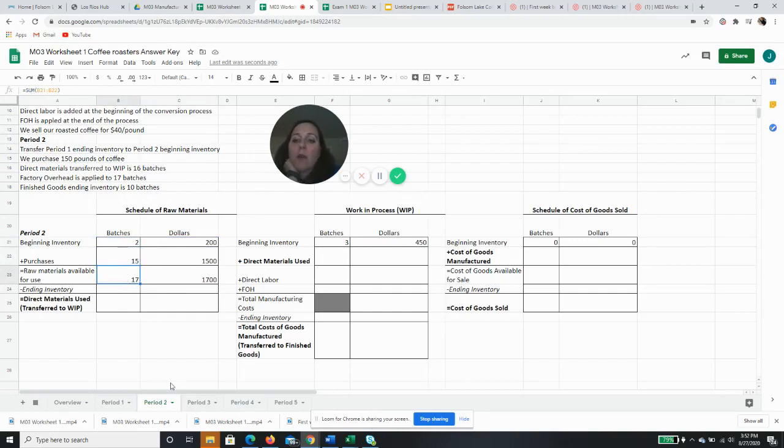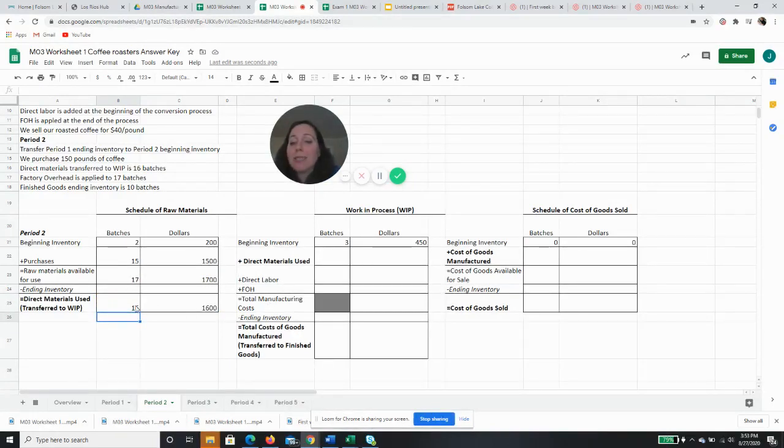All right. So our raw materials available for use is 17 batches and $1,700. That is the most we can put into production this period. Then it tells us our direct materials transferred to WIP is 16 batches. So 16 batches, and I know that my raw materials per batch are $100. So $1,600 is going to get transferred to WIP.